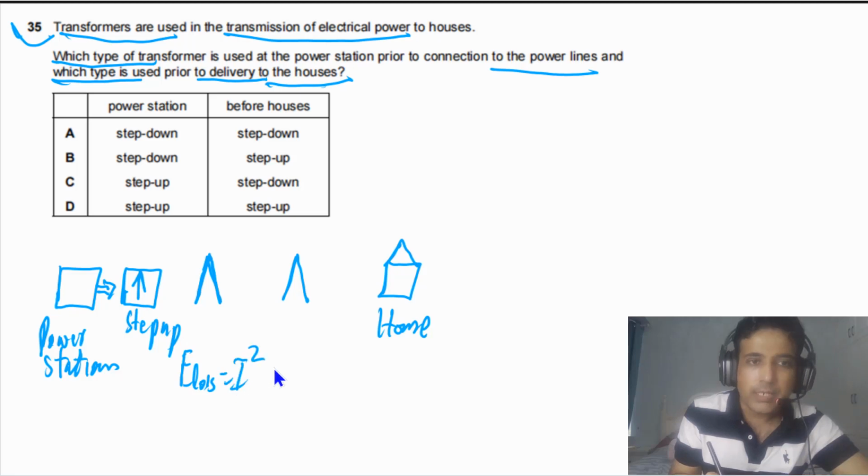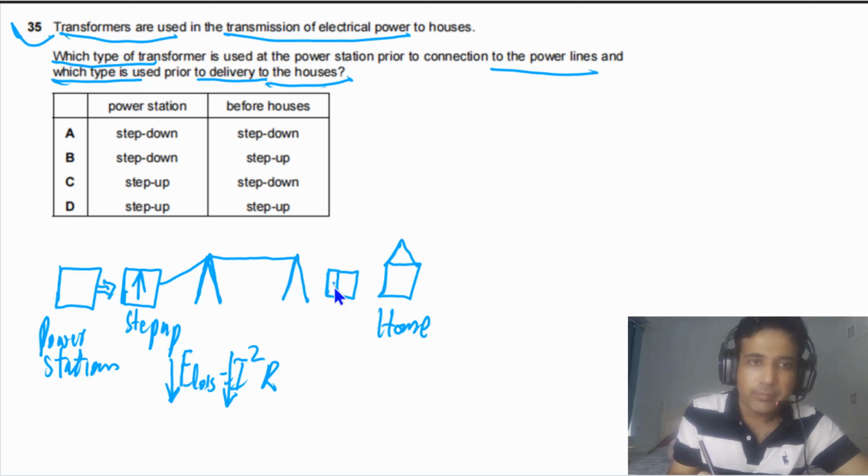So if we increase voltage, we can reduce current. In this case, we can reduce energy loss in the cable. So that's the reason we have to use a step up transformer. Then we have this cable passing over these pylons. And before the home, we have to use a step down transformer.